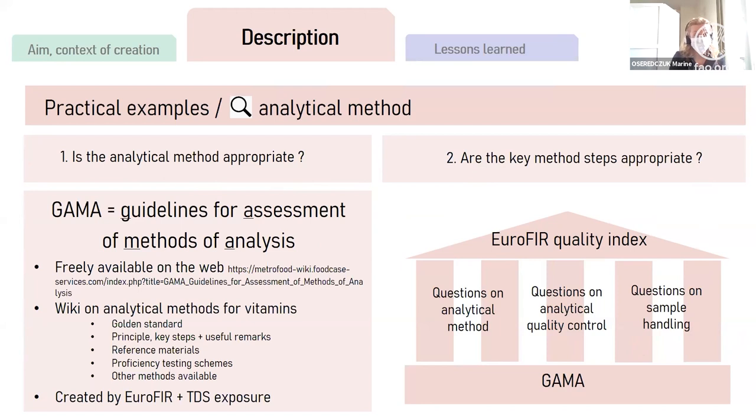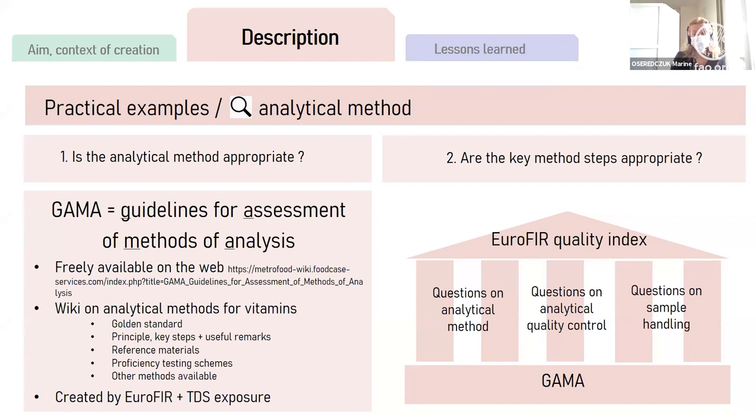One major input of EuroFIR is to provide support in the assessment of analytical methods. This input is the EuroFIR guidelines for assessment of methods of analysis. It's also named GAMA in short. It's freely available on the web. You will find a wiki on analytical methods for vitamins, created originally by EuroFIR and supplemented by the project TDS Exposure, which is a European project financed by the European Commission. In GAMA, for each vitamin, you have the current gold standard for analysis, its principle, its key steps.